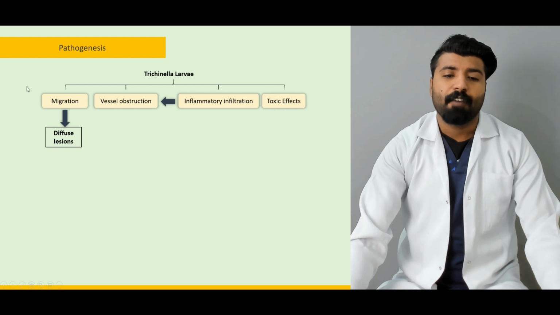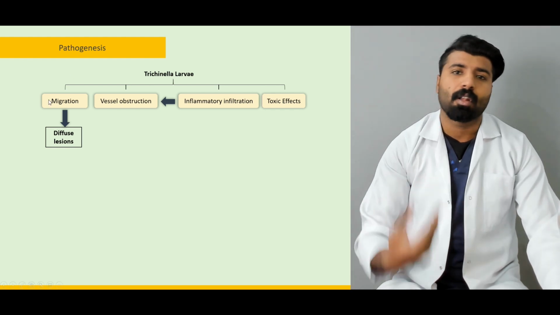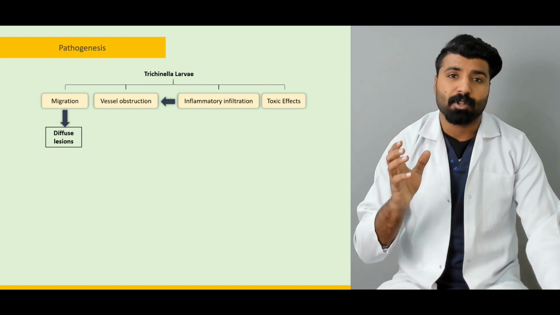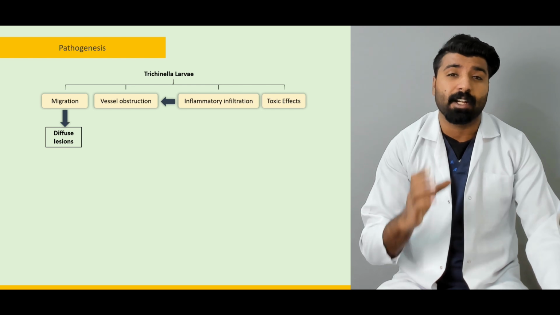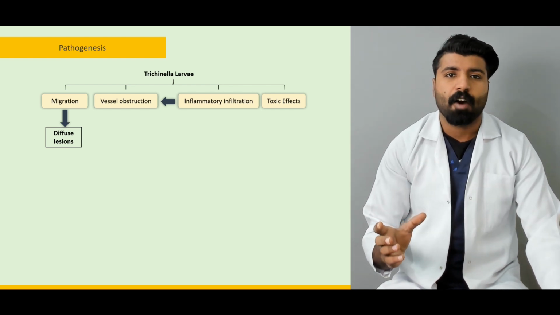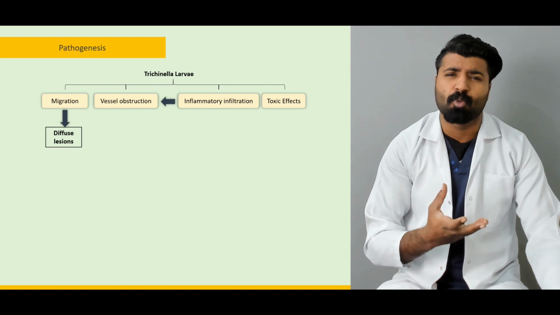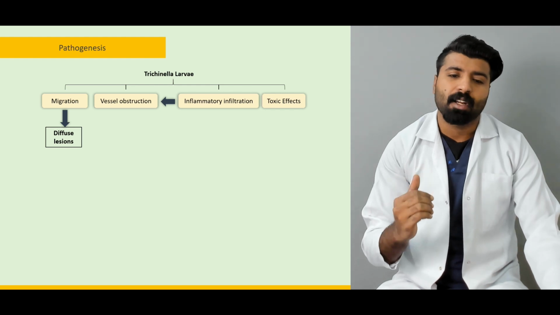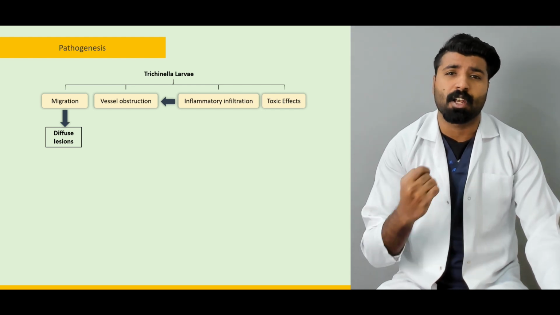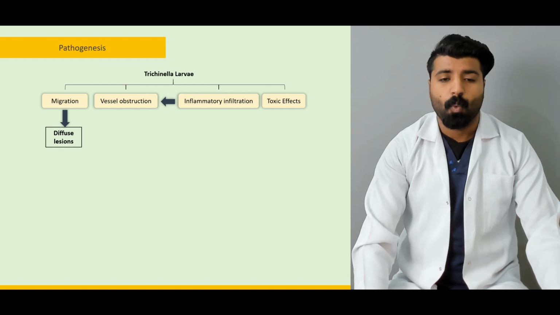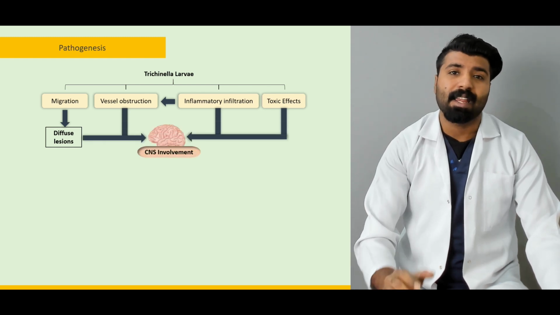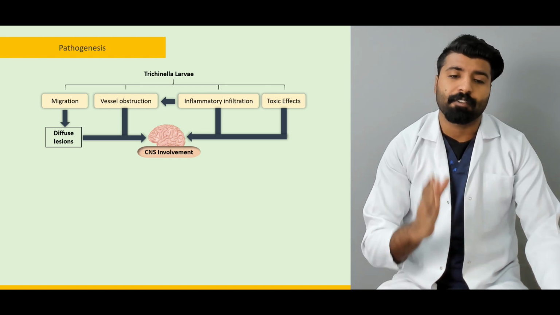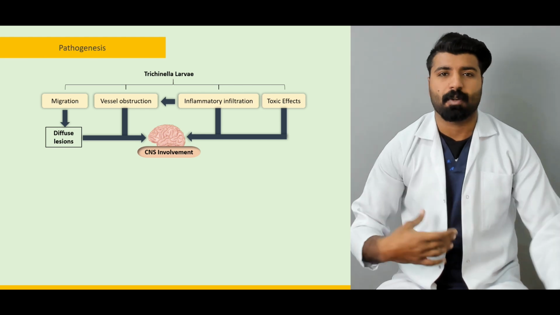Next, after the migration, we talked about larvae being ingested into our intestine, and from the intestine they are picked up and deposited in the mucosa, and afterward they get deposited in the muscles of our body, which are striated muscles, most probably like the deltoid and pecs. When they migrate, they are going to produce diffuse lesions. Once they produce diffuse lesions, they also involve the CNS through their migration.